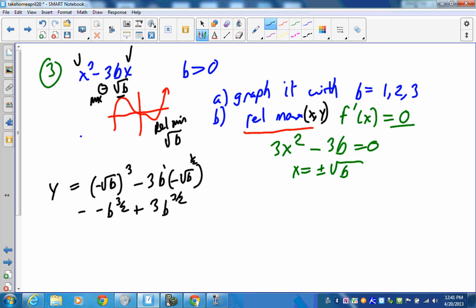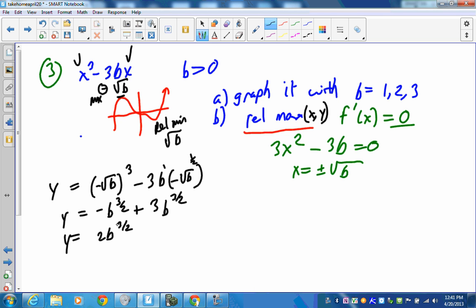So you can pretty quickly come to that conclusion. You have 2b to the 3/2 power. That's the y coordinate. All right, so you'll do the same thing for part C, but you'll be looking at the relative minimums in terms of b.